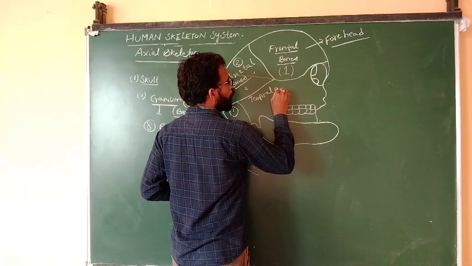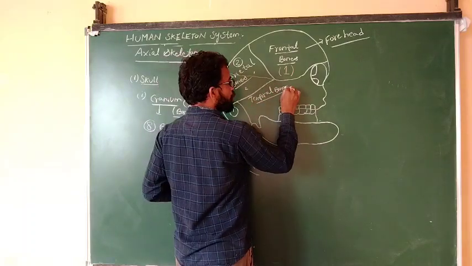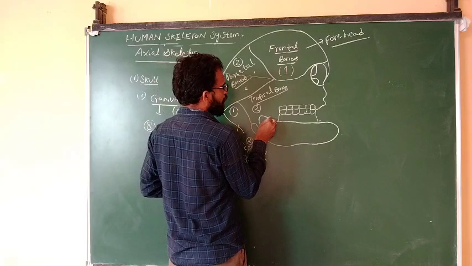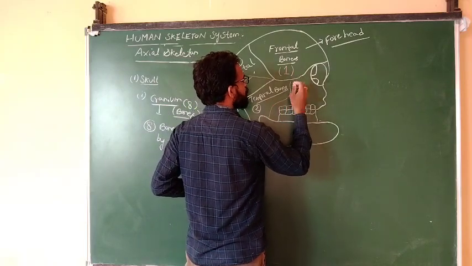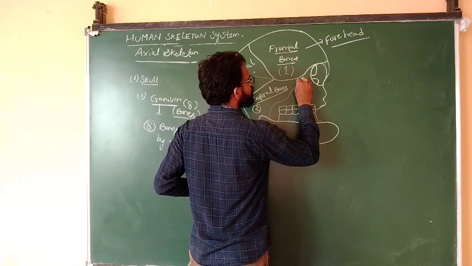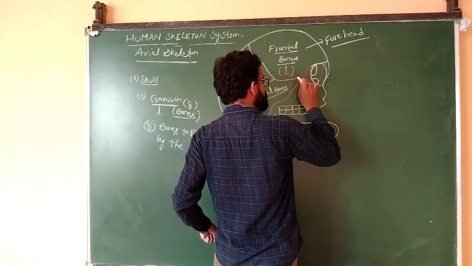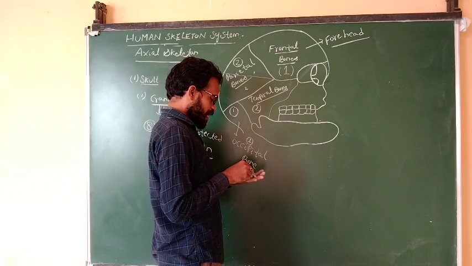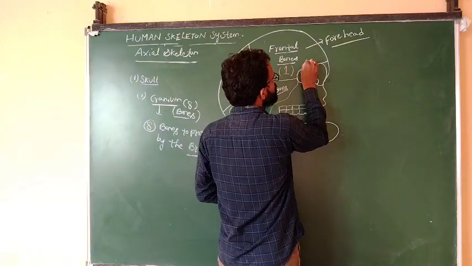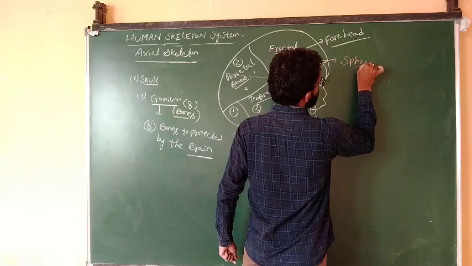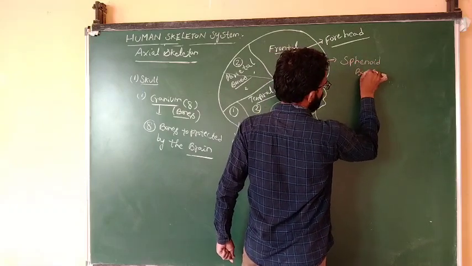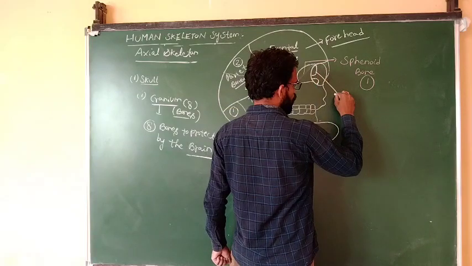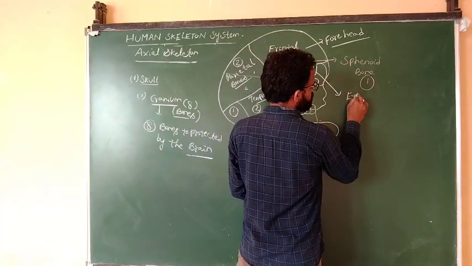How many temporal bones? 2 are the temporal bones. After the temporal bones, one important bone is known as the sphenoid bone. What is the bone? Sphenoid bone. How many bones are present in the sphenoid bone? Only one bone. The next important bone is known as the ethmoid bone.